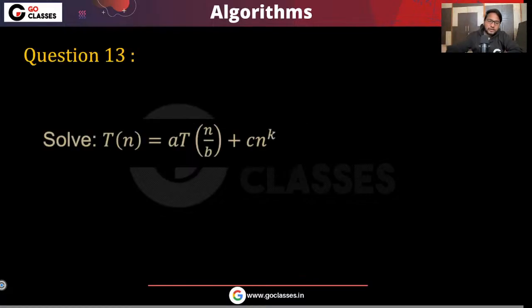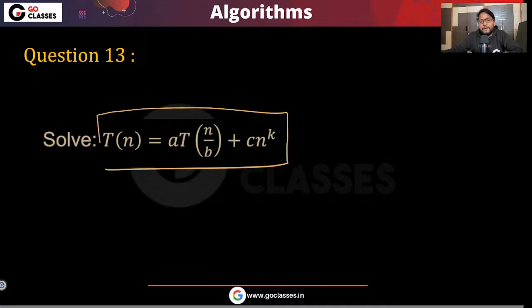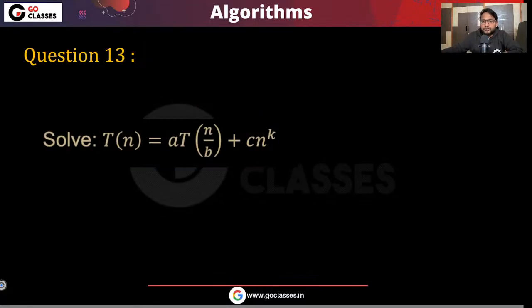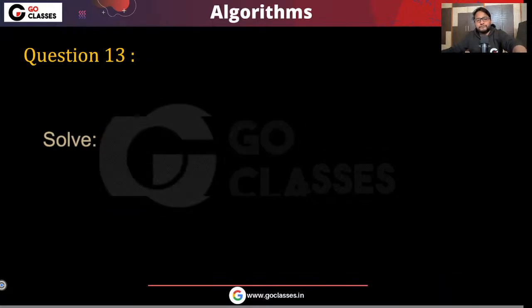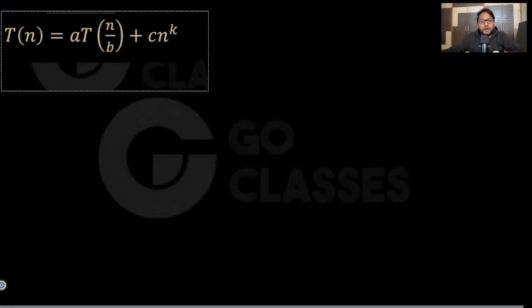Now let's solve this last question using the tree method. Can you solve this question? From here we will motivate the master's theorem. So let's solve this quickly. See how to solve this.